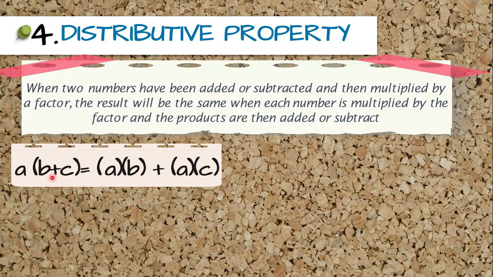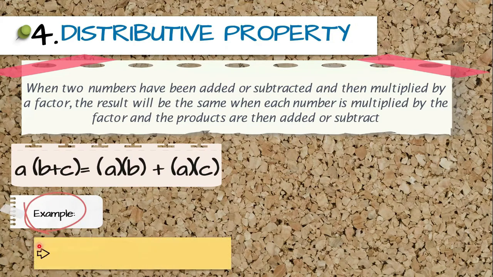So as you can see, we distribute from the word itself, distributive, distribute. We distribute a to b, and then just copy the operation symbol, which is addition. So we have plus and then plus, and then again distribute a to c. So you're going to multiply a and then c. Example, 6 times quantity 2 plus 5, that is now equal to 6 times 2 plus, since that is addition, and you have 6 times 5. So that is for distributive property in using addition.